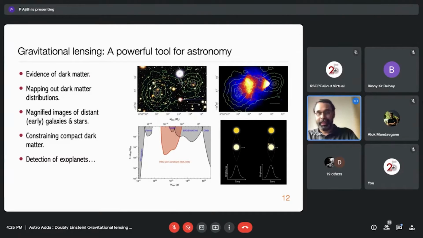So here are some example images that show the power of gravitational lensing in action. I'm not going to describe these in detail, but if there are questions, I can come back to this at the end of this talk.